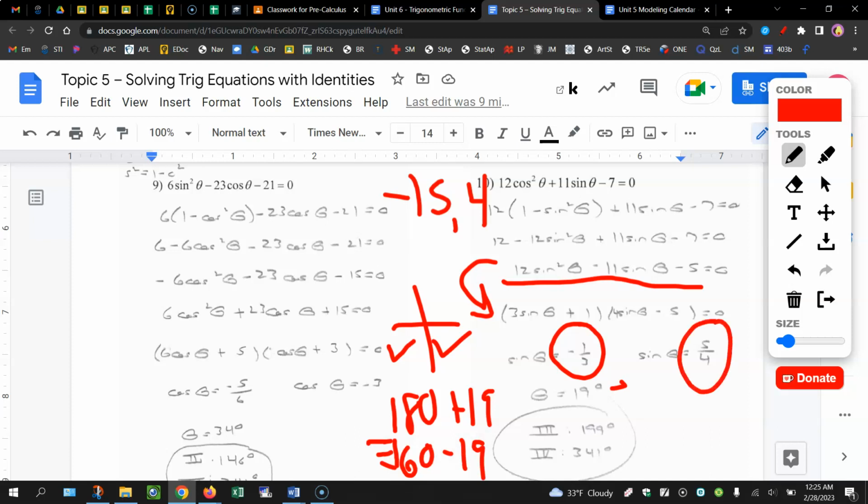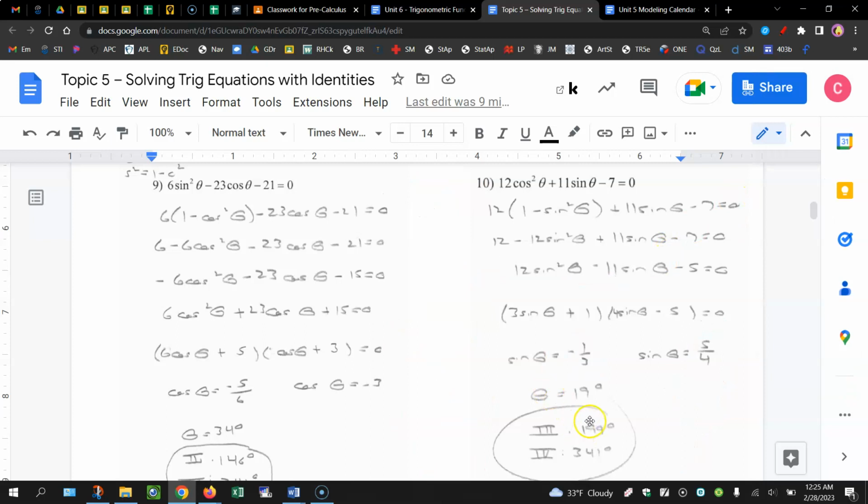Sine of theta equals 5/4. That's 1.25. So if you think about the y values in the unit circle, they go from -1 to 1. So when you do inverse sine of 5/4, you're going to get error domain, no solutions, because that's not between -1 and 1. So what that's going to leave you with is just these two answers here, the 199 and the 341.